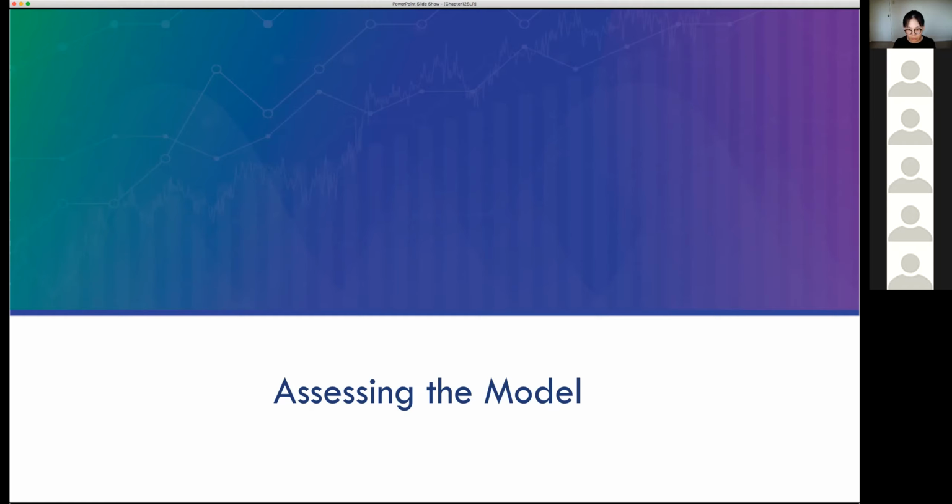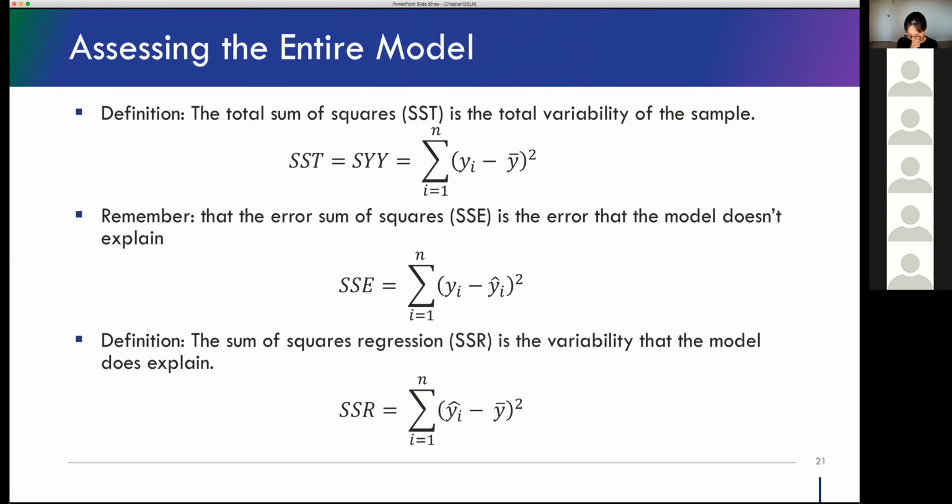Now, how do we assess whether the model is a good model or not? We will use something called R-square to quantify whether the model is good enough or not. We will use a couple of things to define the R-square. We will need to learn what the total sum of squares, SST, is, which is the total variability of your data.